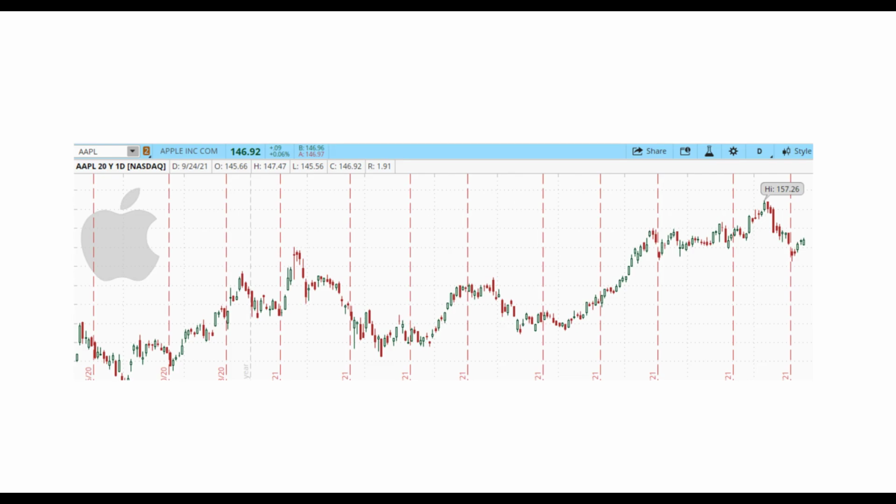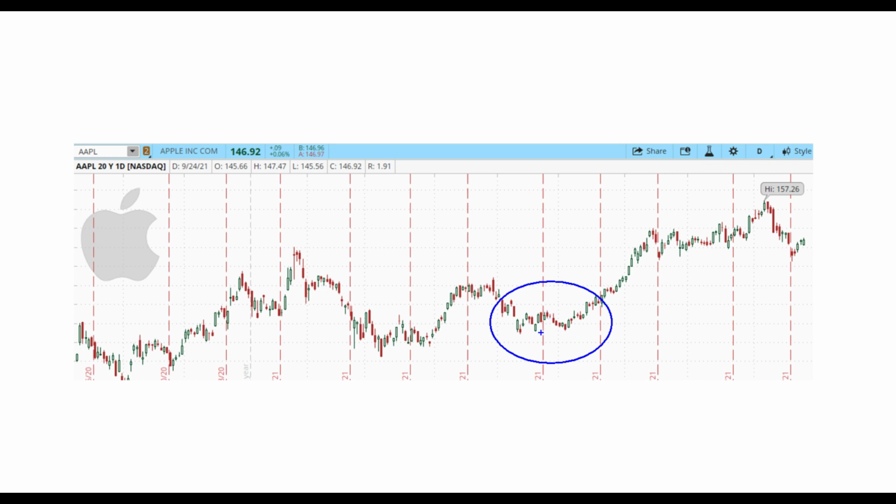I'll give you an example of it. Can you spot it on this Apple chart? There's one on this Apple chart. Can you spot it? I'll give you a couple seconds. Alright, I'm going to point it out for you. So you have the double bottom here, and as I said, this is on Apple.